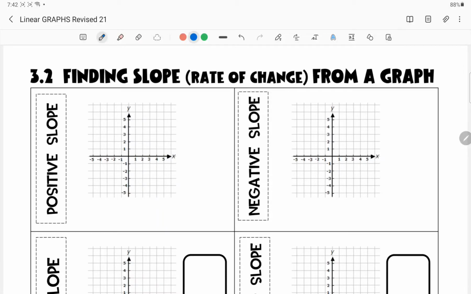Today we're going to be looking at how we find a slope or a rate of change from a graph. So there's two things that we need to be able to do. We need to look at a line and find the rate of change, how fast, how quickly it's going up and over. And then we also need to know if it's going up, meaning positive, or if it's going down, which means it's negative. So a positive slope is puff, puff, positive.